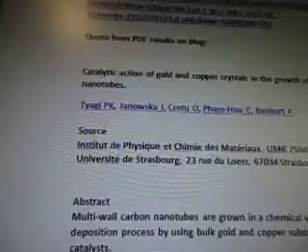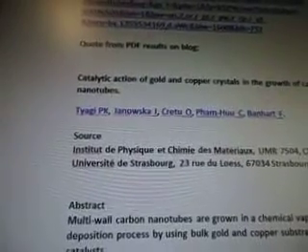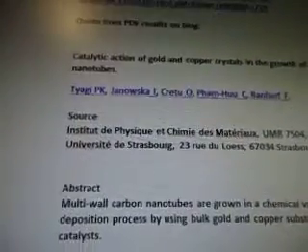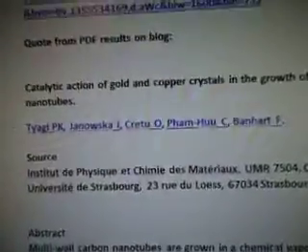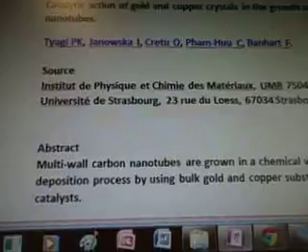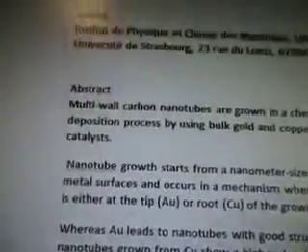Quote from PDF results on blog: catalytic action of gold and copper crystals in the growth of carbon nanotubes. And there's the people that worked on it. And it's from Strasbourg, France. And we have some French people now.